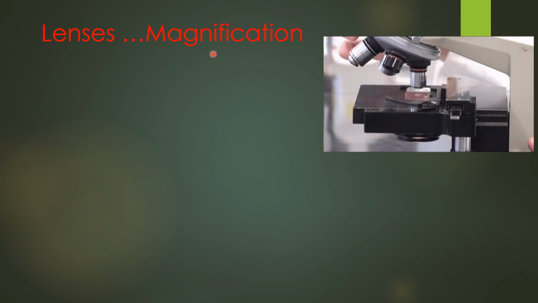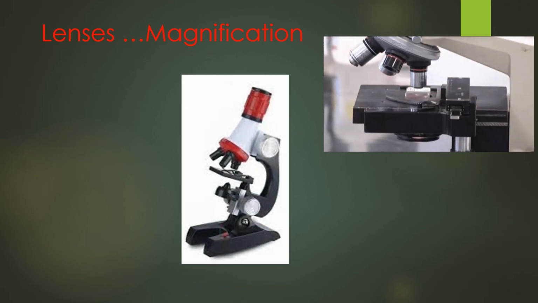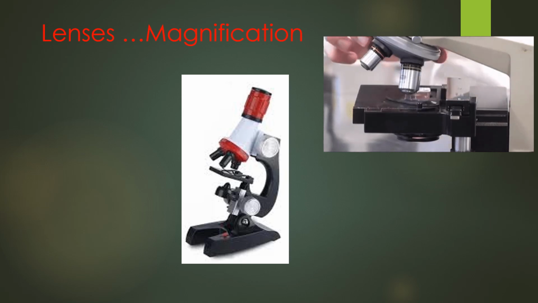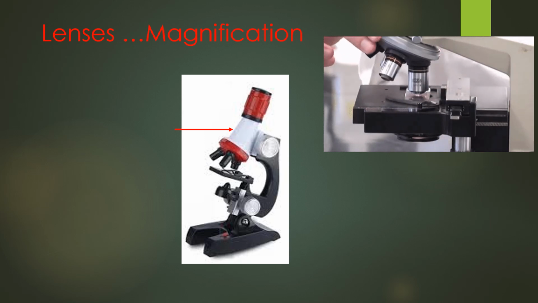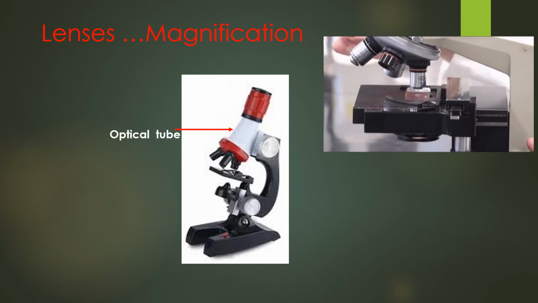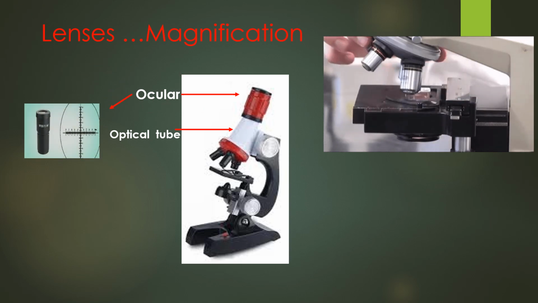Lenses magnification. The microscope uses a series of lenses that magnify an object. First, we have the optical tube, that carries at the top the ocular. Look here, the optical tube carries the ocular. This is the ocular.